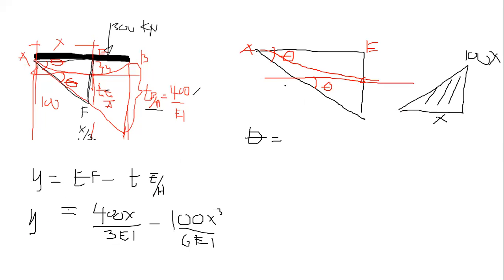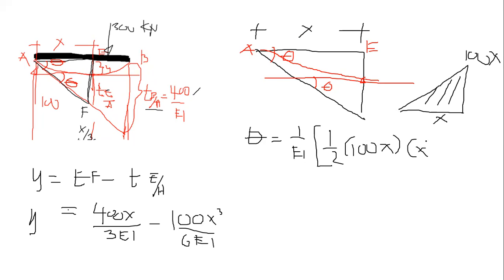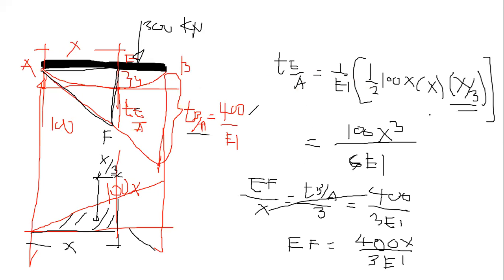So, what is the angle of that one? This is from A. This is the corresponding area moment of this side with distance x. So, the angle from A to E is just the area of the area moment. So, what is that? It's just 1 over EI multiplied by the area of the triangle, 1/2 times 100x, multiplied by x. So, area only for the angle of rotation. But for deviation, there is an additional centroid.